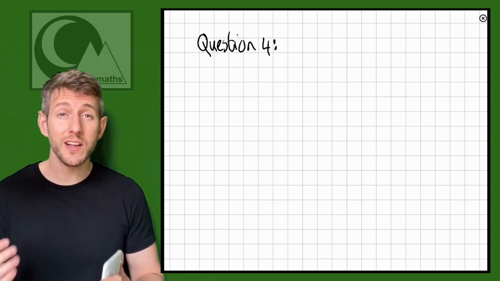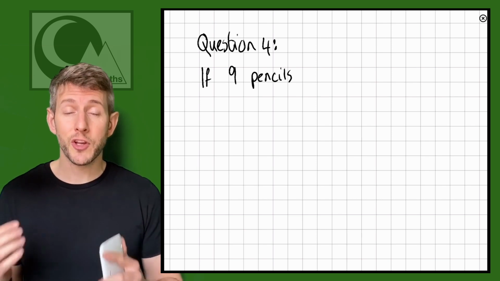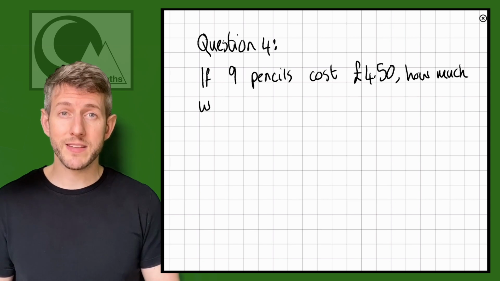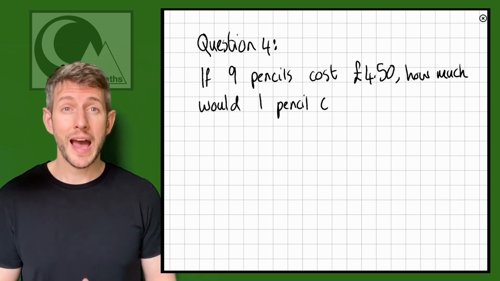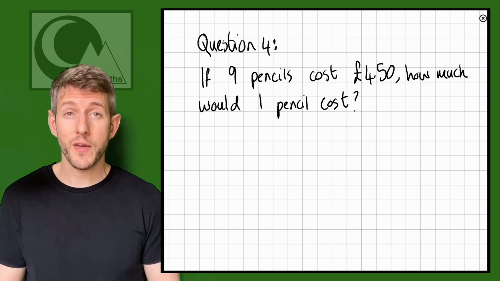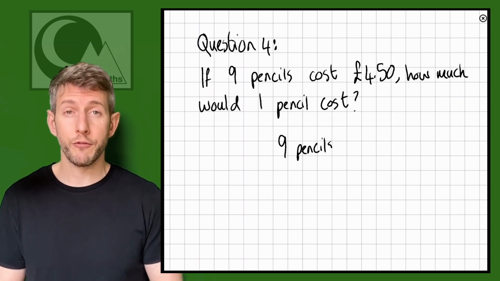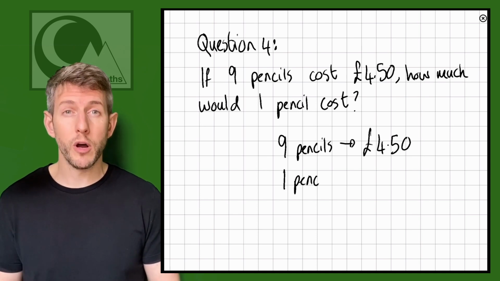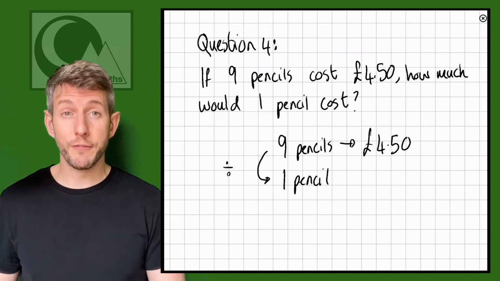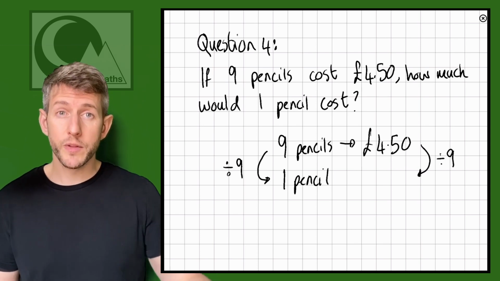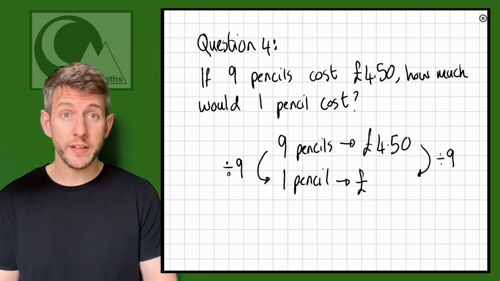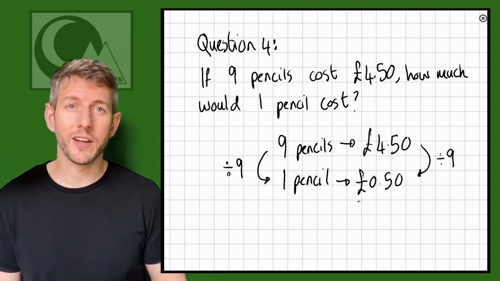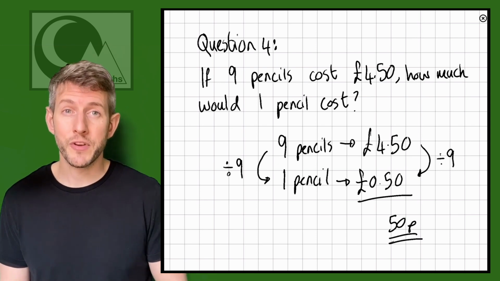Okay, so now I've got a slightly different type of question. I've been given the cost of a group of them, and I need to find the cost of one. So my question says, if 9 pencils cost £4.50, how much would 1 pencil cost? So I'm going to write this down. 9 equals £4.50. Okay, so if 9 equals £4.50, I want 1. So to go from 9 to 1, I divide by 9. I divide by 9 on the other side as well. So I'm going to do 450 divided by 9, and that's going to be 0.5, which will be 50 pence. Okay, so 1 pencil would cost 50p.